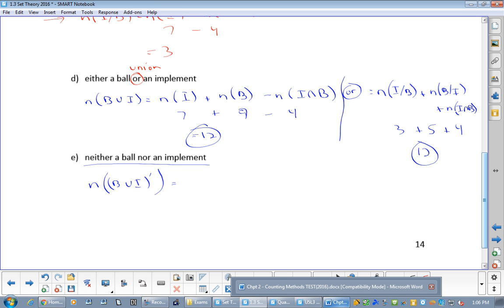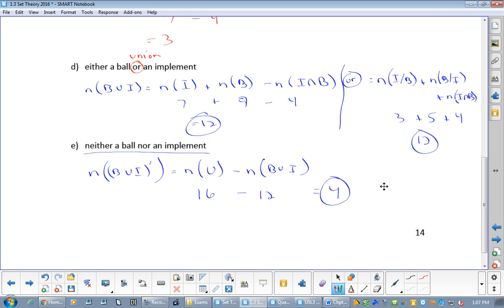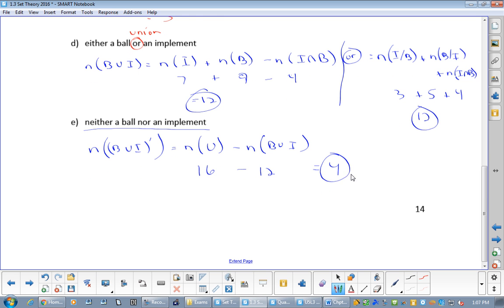Now, what did I say the formula for the complement always is? N of universal minus N of B union I. Universal is 16. Ball or implement was 12. We get the answer 4. Now this will always work. To find the complement, go universal minus the non-complement, or minus itself. Okay?